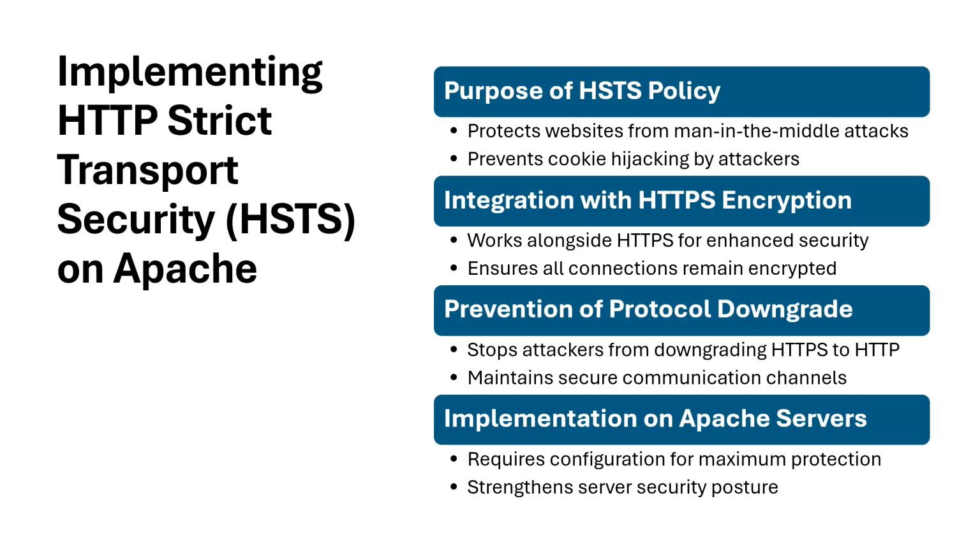Another great hardening recommendation is to enable HTTP strict transport security, HSTS. For Apache, implement the HSTS web security along with the HTTPS encryption for the most secure connection to the server. HTTP strict transport security is a security policy that safeguards websites against man-in-the-middle attacks and cookie hijacking by preventing attackers from forcing a downgrade from HTTPS to the less secure HTTP protocol.